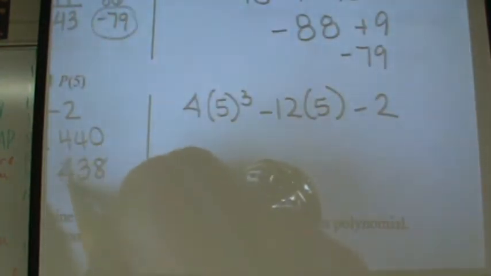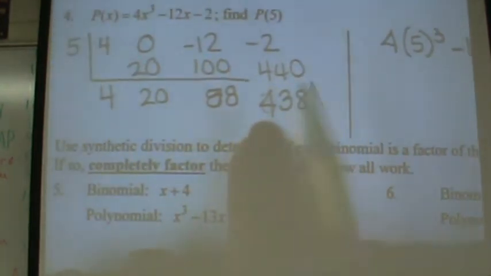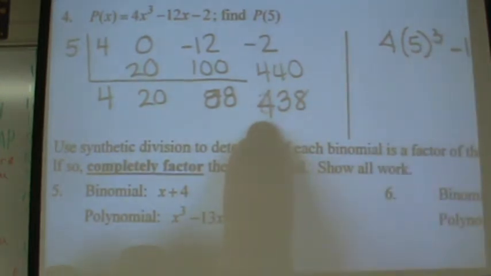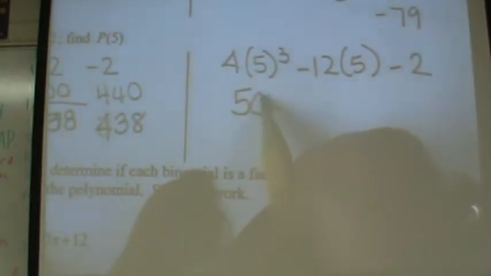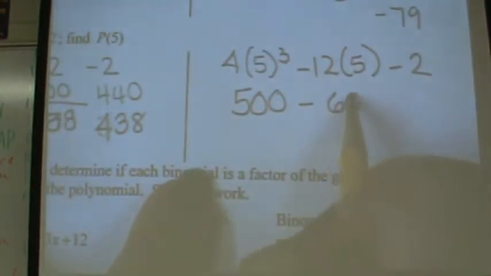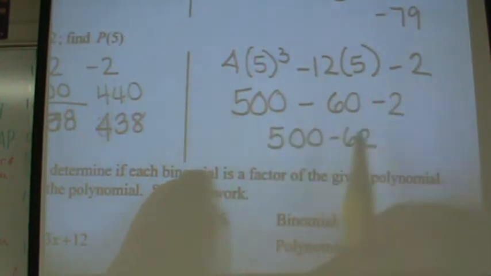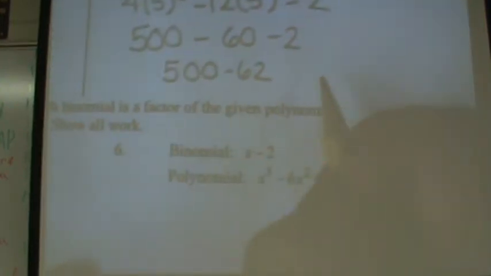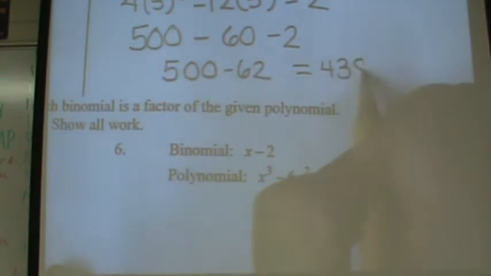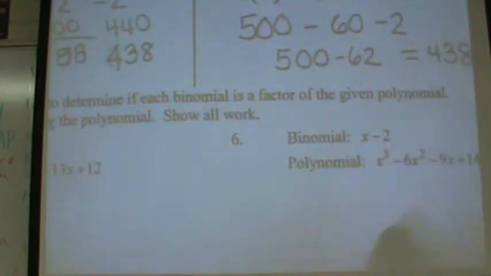438 for an answer. 438, that's my error. Now this, you're going to plug a 5 in. 5 cubed. 5 times 5 times 5 is 125. 125 times 4 is 500. Minus, this is going to be 60. So minus 62. 500 minus 62 is 438. So it did work. Must have typed something wrong in the calculator. So it is correct. These give you the same answer.